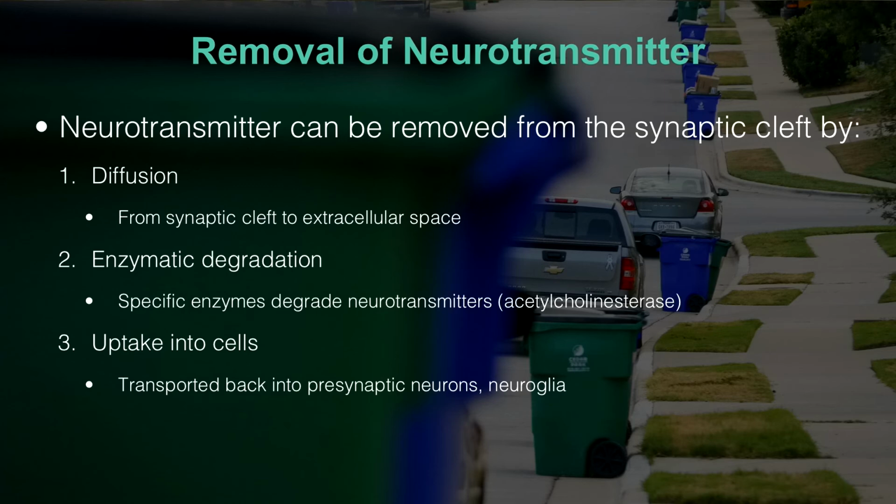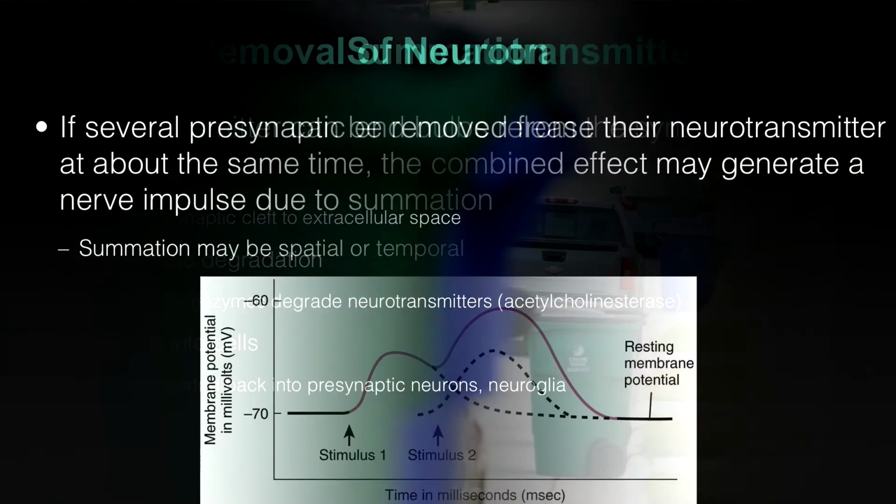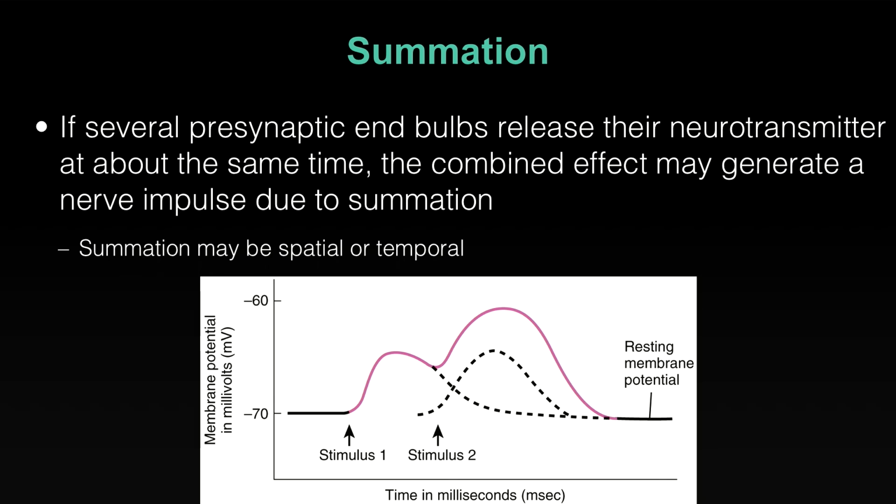So if we do this successfully, we've delivered the signal, and we're ready to deliver a new signal. If we do this 1,000 times, the postsynaptic neuron needs to take in and integrate all of those signals. And this, like we talked about before, is the process of summation. So graded potentials are summated.